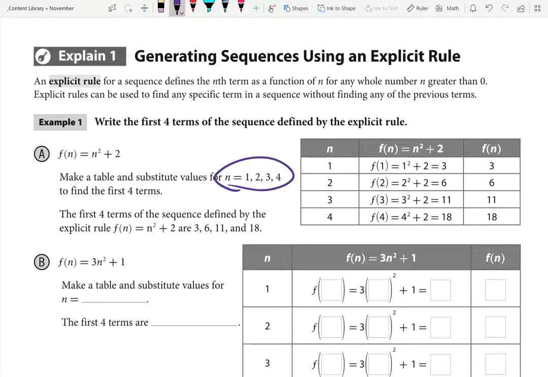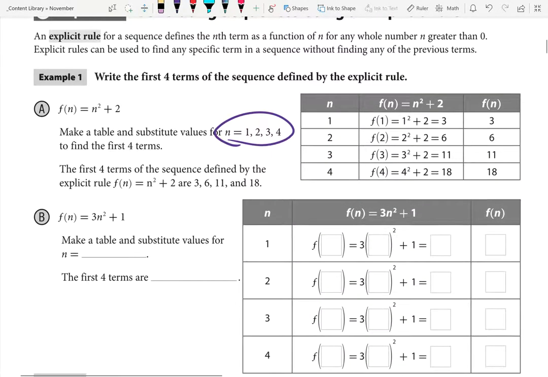So for example, if you want to find the third term, you plug 3 into that function. The third term is 11. So the first problem is already done for us. The first 4 terms, when you plug in 1, 2, 3, and 4, the outcomes were 3, 6, 11, and 18. So the first 4 terms of that sequence are 3, 6, 11, and 18. Just a list of numbers again, right? But this list of numbers goes based off of that function.